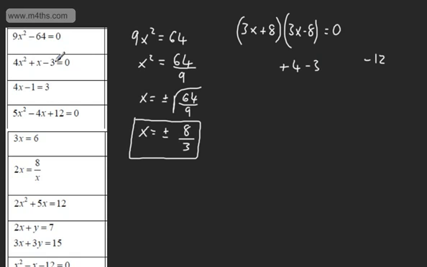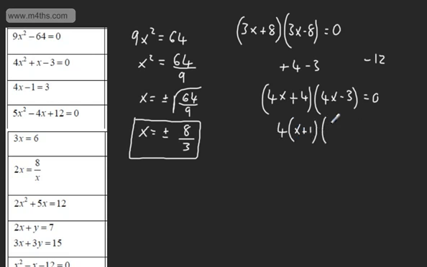The way in which I like to do this, and mathematically it's not ideal, but I just simply write the following. We write 4x plus 4, and then we write now 4x minus 3, and we set that equal to 0. We check if any of these can be simplified, and they can, and we can write this now as 4 the quantity x plus 1 multiplied by 4x minus 3. So either x plus 1 is equal to 0, so x would be equal to minus 1, or 4x minus 3 is equal to 0, and x would be equal to 3 over 4.